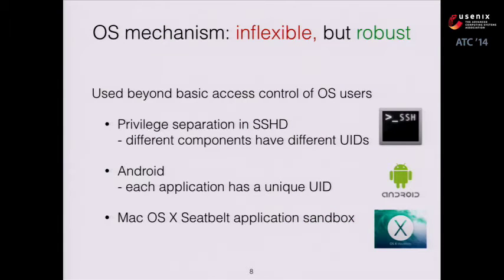Although inflexible, OS mechanism tends to be more robust than application mechanism. Therefore, it's being used for several use cases for better application security. For example, SSHD is a privilege-separated program which runs different components under different UIDs. And in Android, each application is given a unique UID to isolate it from other apps. And in Mac OS X, there's an application sandbox called Seatbelt.